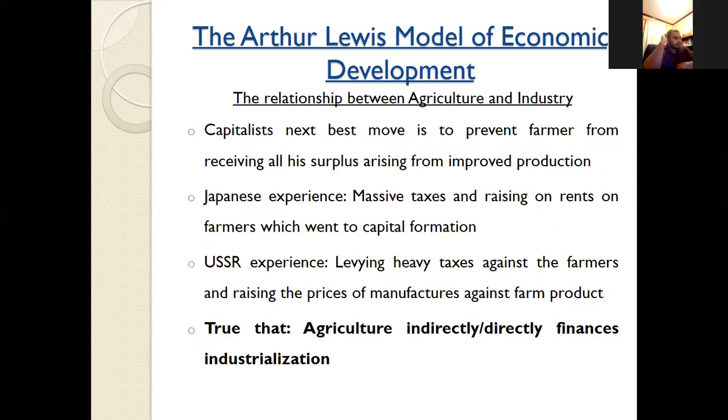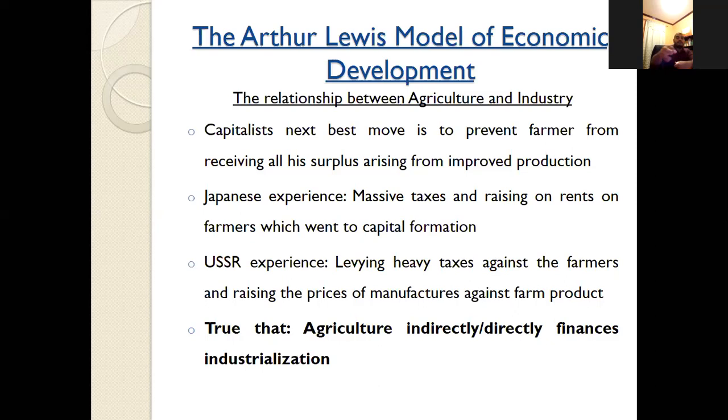Now, the capitalist's next best move in this situation is to prevent the farmer from receiving all of his surplus from improved production. Now, we've seen this happen in Japan. We've seen this happen in the USSR or Soviet Union. Now, in the Japanese experience, which had a very important agricultural sector in its development story, and the USSR also, which, as you remember, we have discussed, was an agrarian society at the time of the Bolshevik Revolution, both had massive taxation and the raising of rents on farmers, which actually went to capital formation.